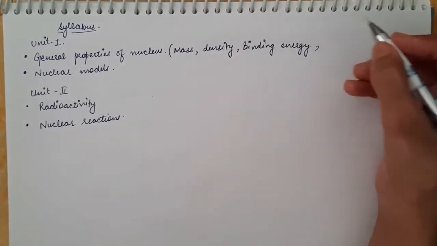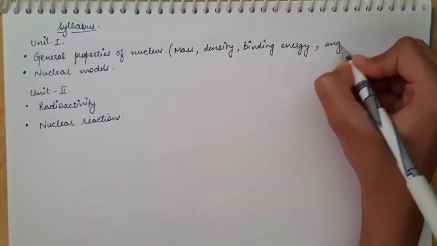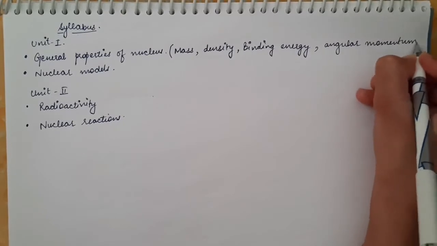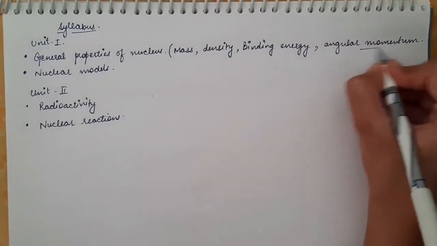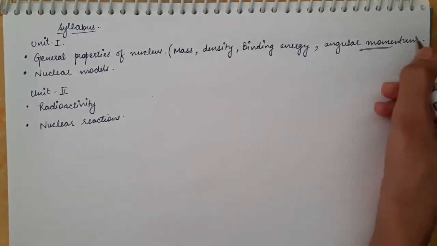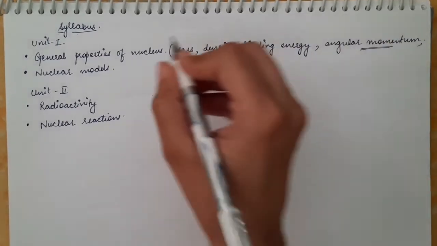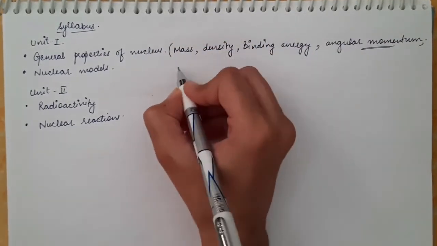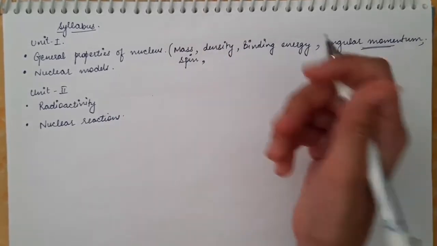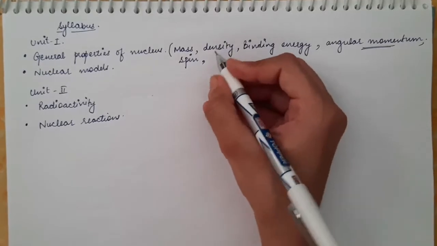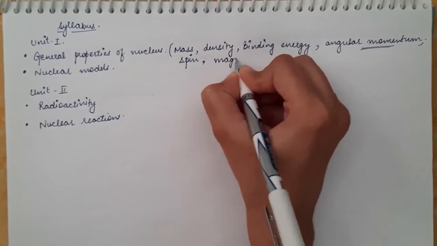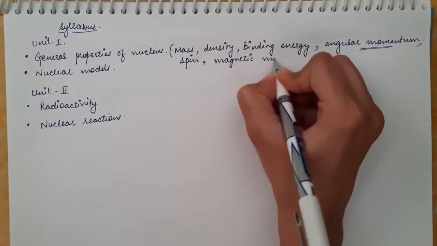then we will look at the angular momentum property. Every nucleus has an angular momentum, which can be 0 or some other value. So we will look at this property, and then the nucleus can also have spin. The spin comes from the angular momentum itself. And then the last property is the magnetic moment.